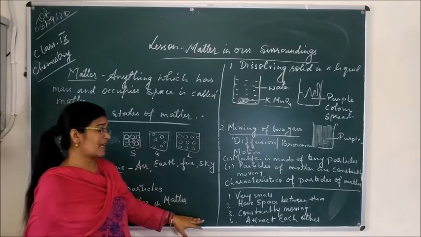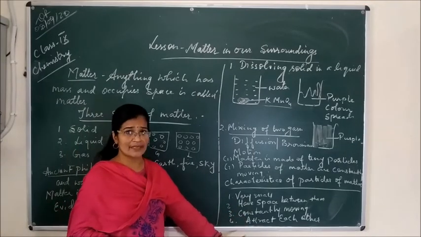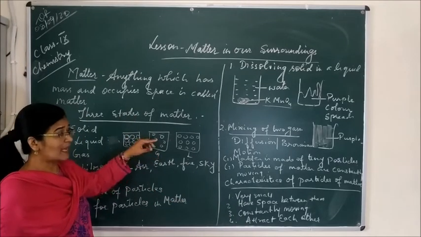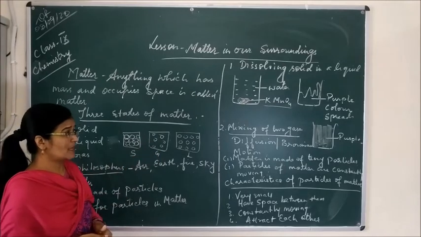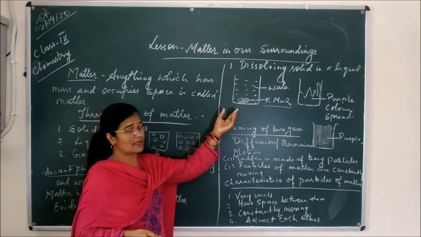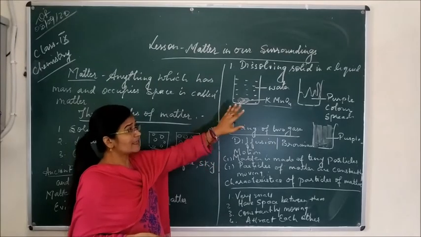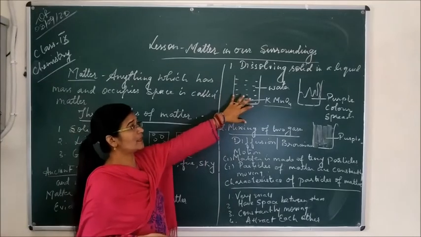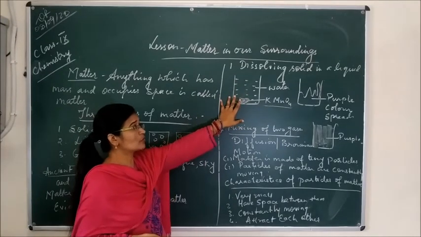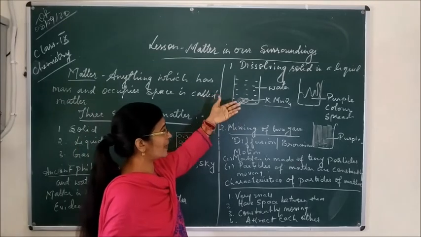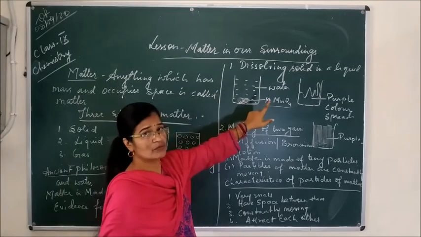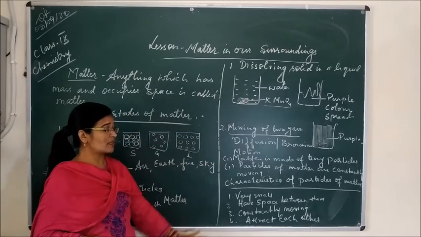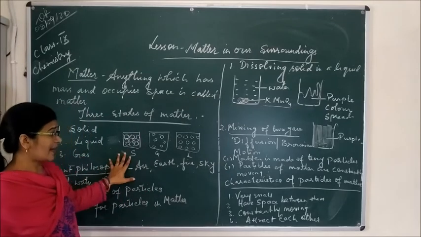And the fourth point is that the particles of matter attract each other. Attract each other means one particle attracts the other particle. Then only they can get mixed with each other. Like here the particles of the potassium permanganate or the sugar or salt get attracted to the particles which are present in the water, and that's why, due to diffusion or due to the Brownian motion or the movement of the particles, the color of the water changes. So this way we can say that the particles of matter attract each other.